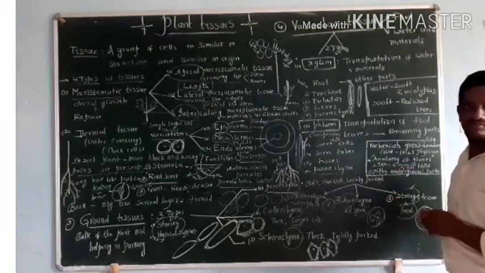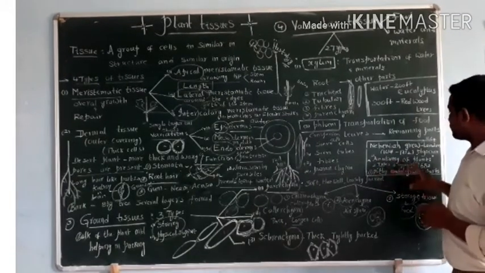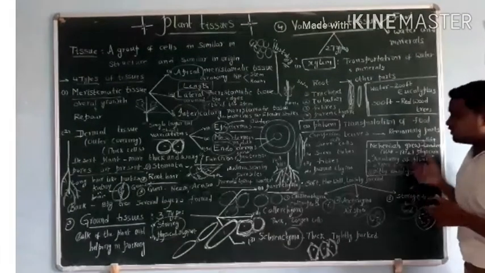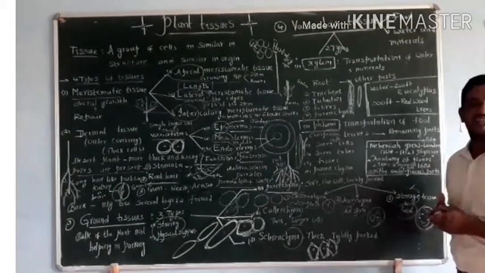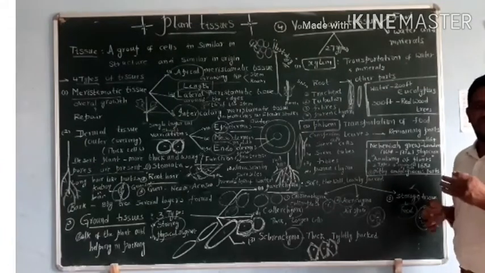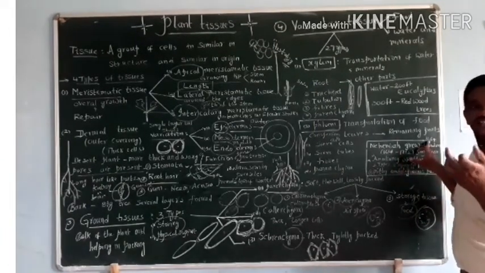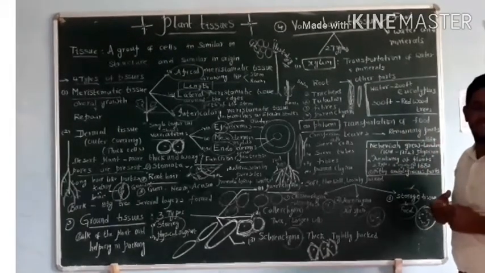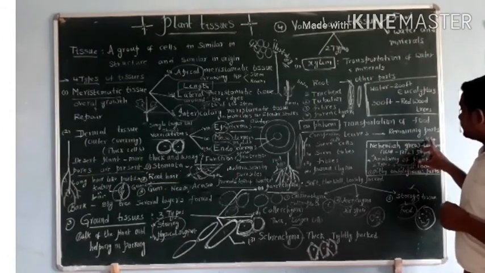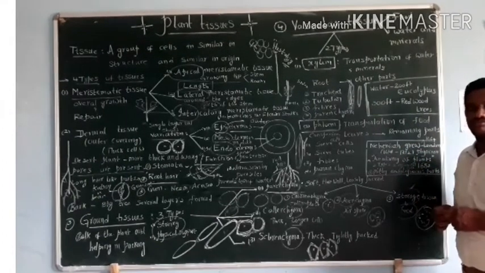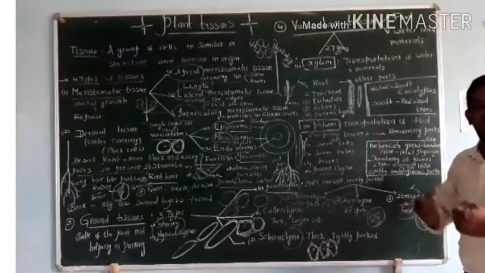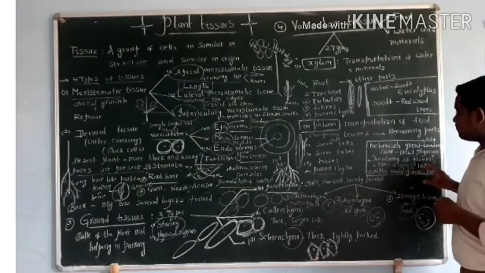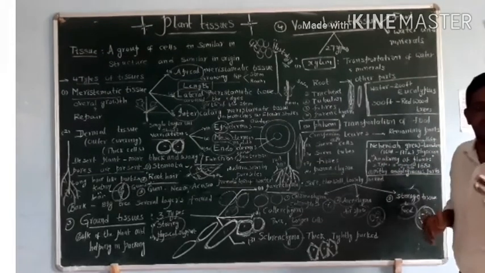He wrote one book. That book name is Anatomy of Plants in the year of 1682. Actually, he started working on plants in the year of 1664 only. He observed internal parts of the plants in the year of 1664. After some years, he wrote one book. That book name is Anatomy of Plants in the year of 1682.